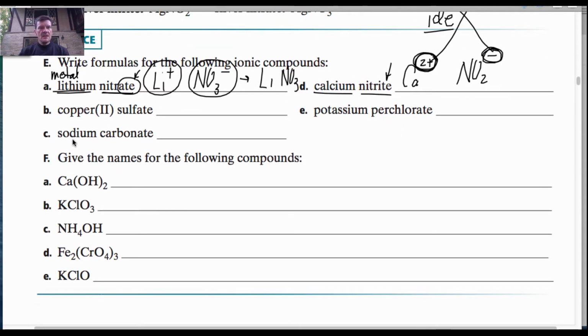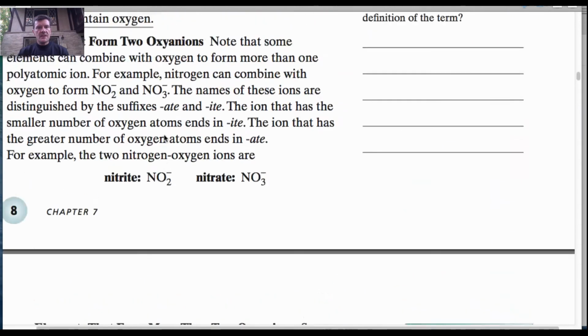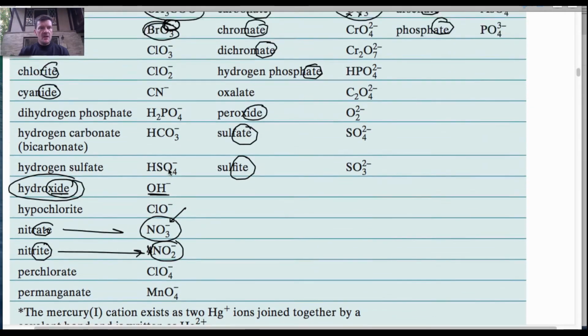Let's do one more. Let's do sodium. Sodium is in group 1. It would form a +1 ion. Carbonate. Oh, there's a polyatomic ion. Let's look up here. Carbonate.